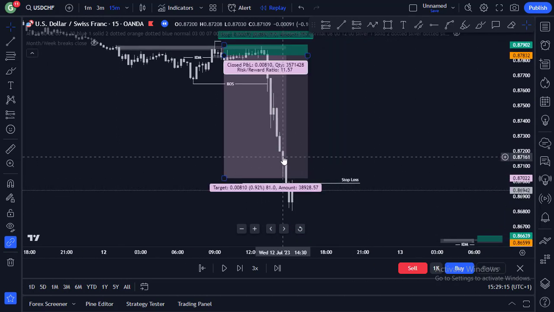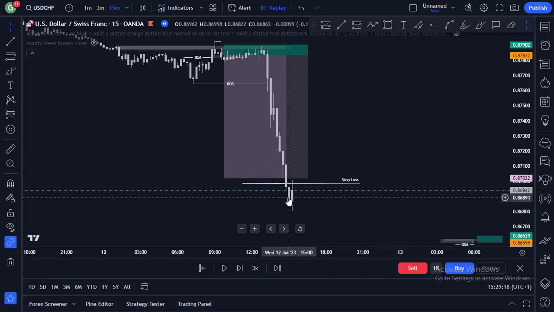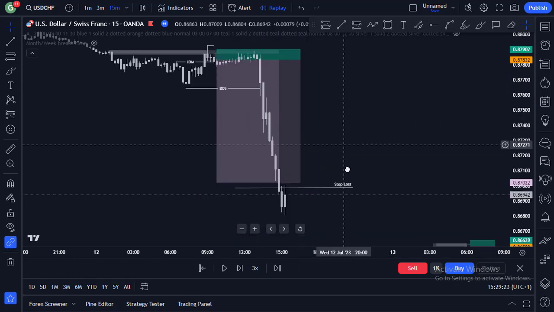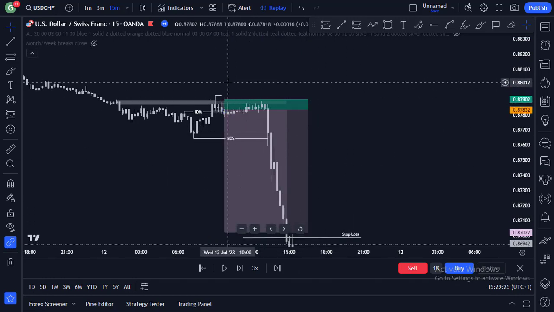So this was a Wednesday trade, and this trade would have been gotten into at around 9 a.m.